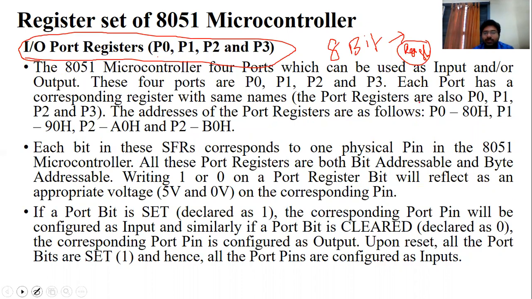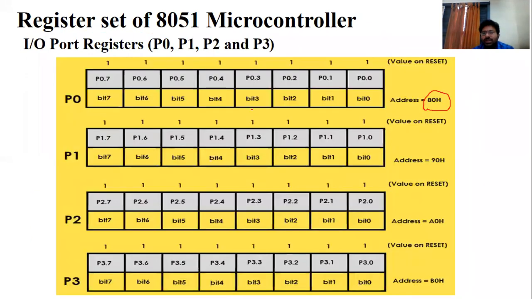Now see, port 0 address is 80H. How is 80H formed? Bit 7 is 1, so I will write the code 1000, which is 8, and all the remaining bits are 0, so this is 80H. Similarly, 90H is 1001, which is 9, and the remaining are all 0000. We are dividing into 4 bits, so these are all 90H.